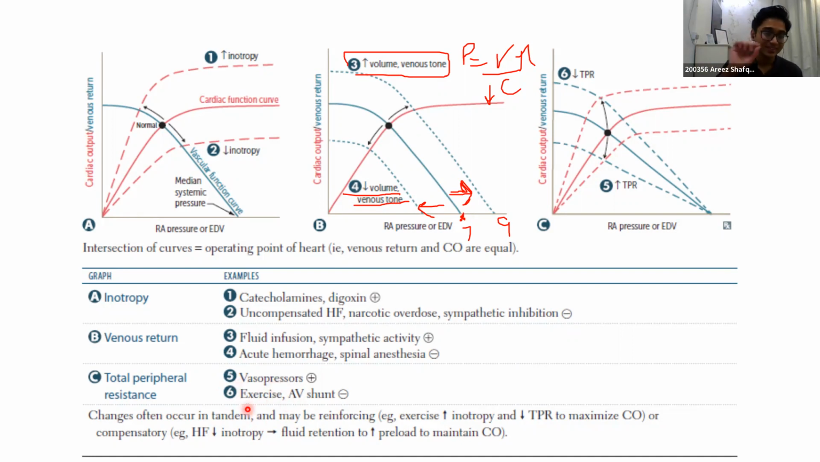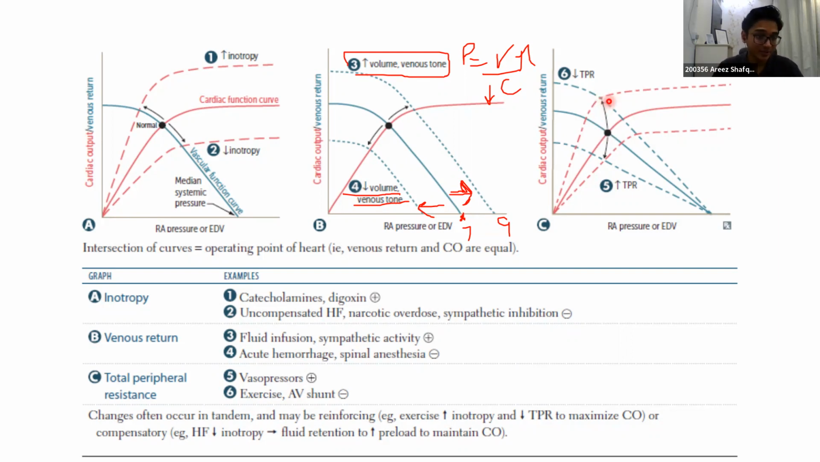Exercise. This is an important topic for you to remember. I'm not going to cover it in much detail during this lecture, but in exercise, your skeletal muscles are working a lot. This generates a lot of lactic acid and adenosine because you use up the ATP. ATP gets converted to ADP, and eventually adenosine. Those metabolites accumulate and cause vasodilation. This vasodilation will decrease the total peripheral resistance, and that will have this effect on the curve. So you move from here to here.